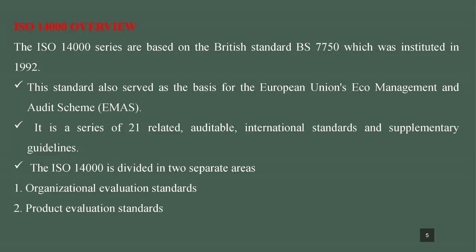ISO 14000 is again divided into two separate areas. First one is organization evaluation standard and the second one is product evaluation standard. When we talk about the overview, that means ISO 14000 is generally based on the British standard, and it served as the basis for EMAS, the European Union's Eco-Management and Audit Scheme. So ISO 14000 is divided into two separate areas: one is organization evaluation standard, another is product evaluation standard. Now we'll look at these two criteria in detail.